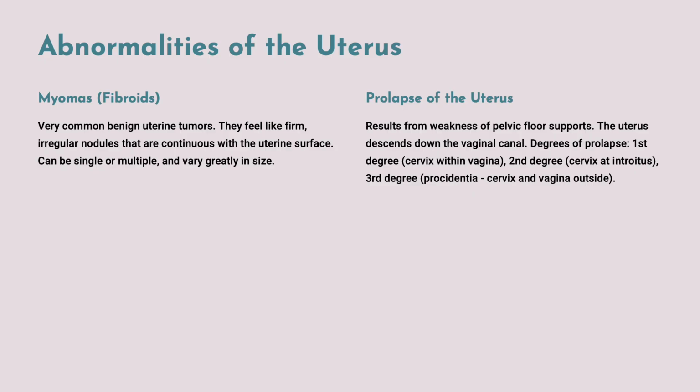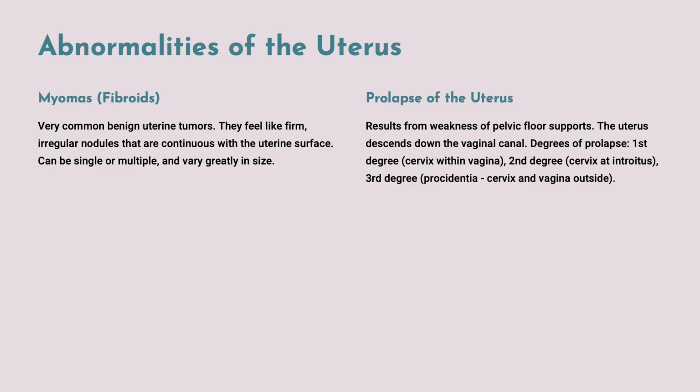Among elderly women, we also have a folk illness called BUWA or prolapse of the uterus, pelvic organ prolapse. The scientific term is POP. Here, the uterus descends down the vaginal canal. There are various degrees of prolapse. The least severe is first degree pelvic organ prolapse, in which the cervix is still located within the vagina.